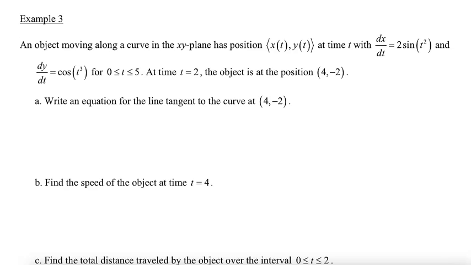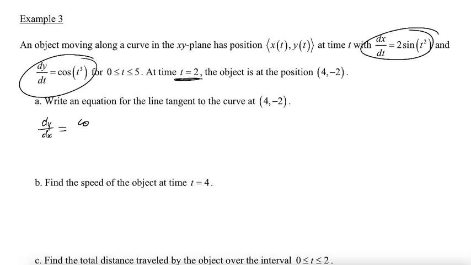So really all that I need to find is dy over dx at that point. And it tells me at time equals 2, the object is at this position. So I need to find dy/dx when t equals 2 is really what I'm looking for. But I'm going to go ahead and just find dy/dx first. So dy/dx, just like with parametrics, I need to take dy/dt and divide it by dx/dt. So dy/dt is cosine of t cubed over 2 sine of t squared. And that is dy/dx.